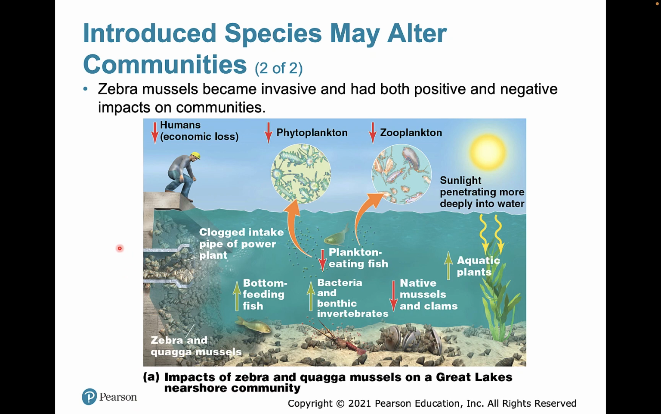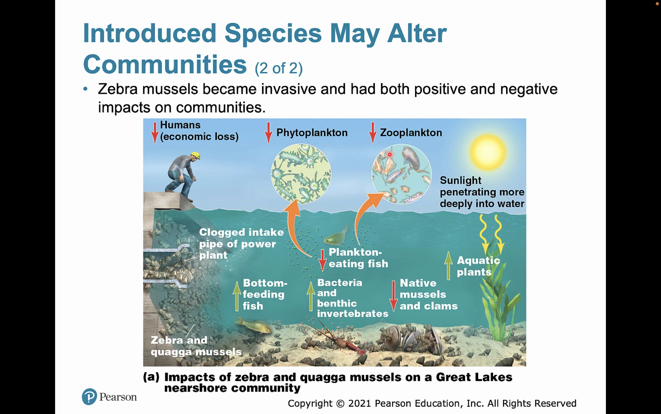Zebra mussels were invasive. They had no natural predators. So that had both positive and negative impacts on the community. The red downward arrows are negative impacts. So to humans, we talked about the economic loss, right? Clogging intake valves and destroying equipment and fishing gear and all that stuff.